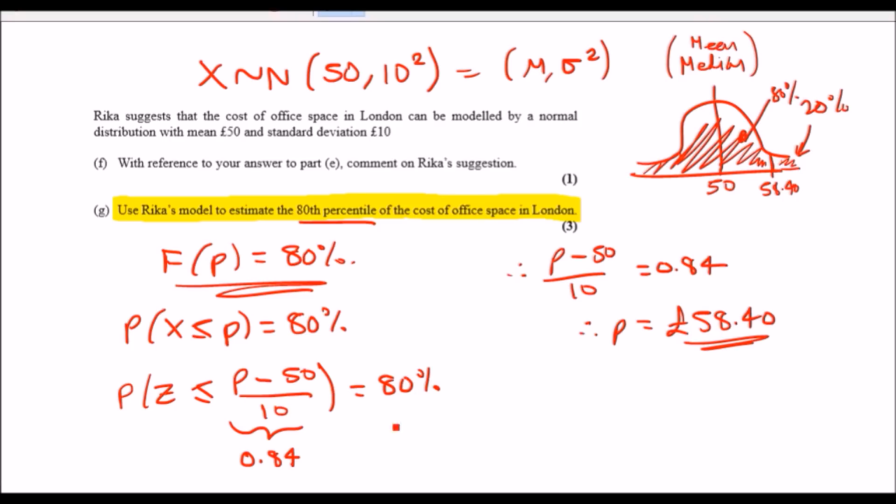If you've got any questions about how to deduce for any other problems, always first write the function of p. So this is the cumulative function up to the percentile, which is equivalent to x less than or equal to p. And then you just work your magic and you should be done.